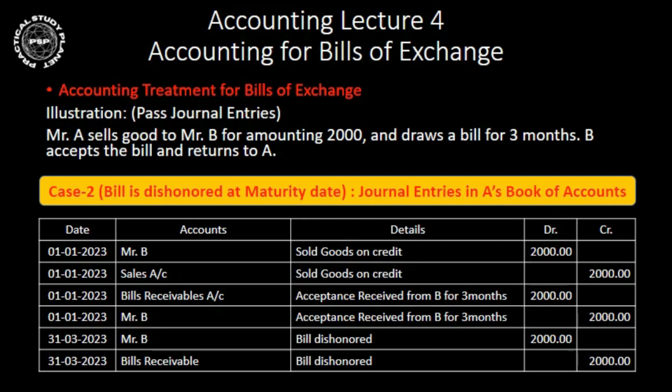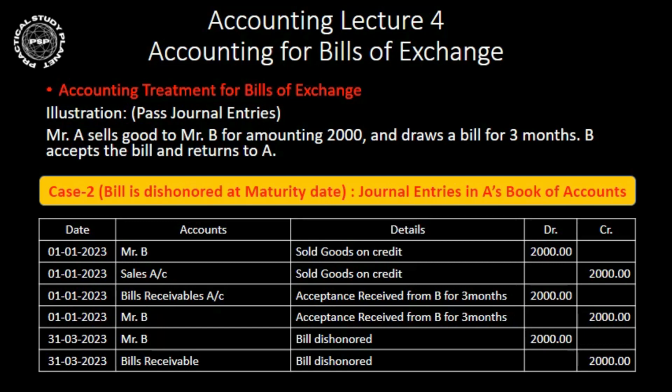Case 2, the bill is dishonored at the maturity date. The first two transactions will be normal, as the goods are sold on credit and the bill is drawn. The third will be different, because now the bill is not honored, it is dishonored. So Mr. B again will be liable to pay, so the debtors will increase. Mr. B will be debited and the bills receivable will be credited. There is no worth in the bill receivable right now, so it will be credited in the books of A.